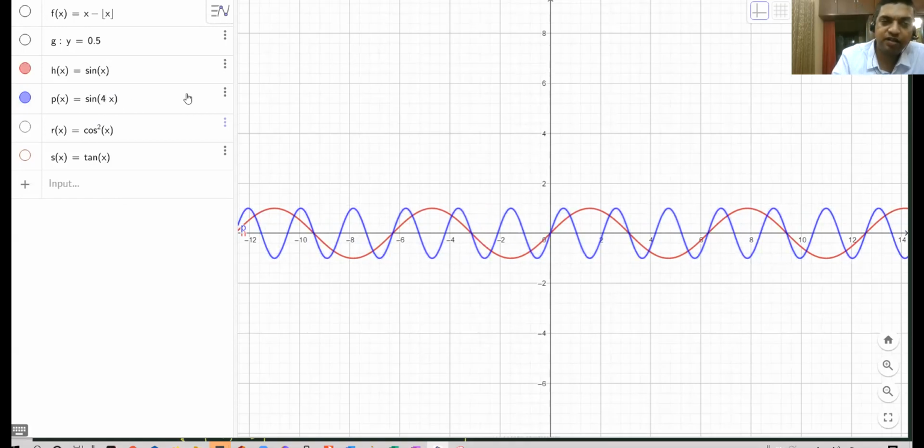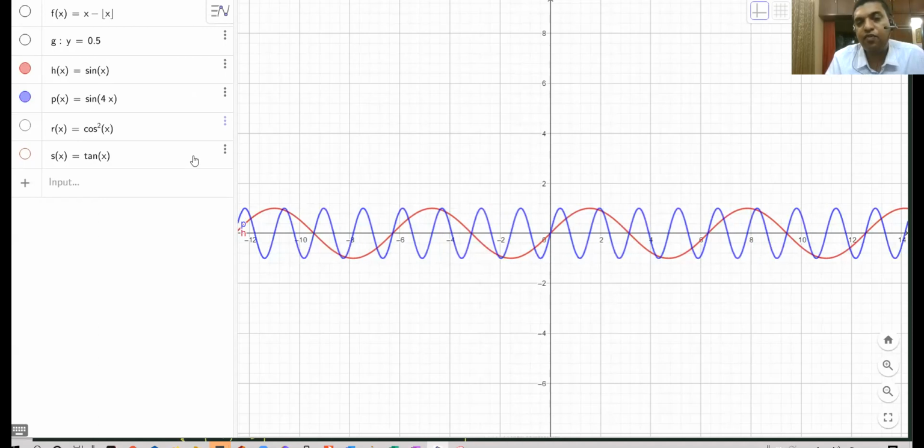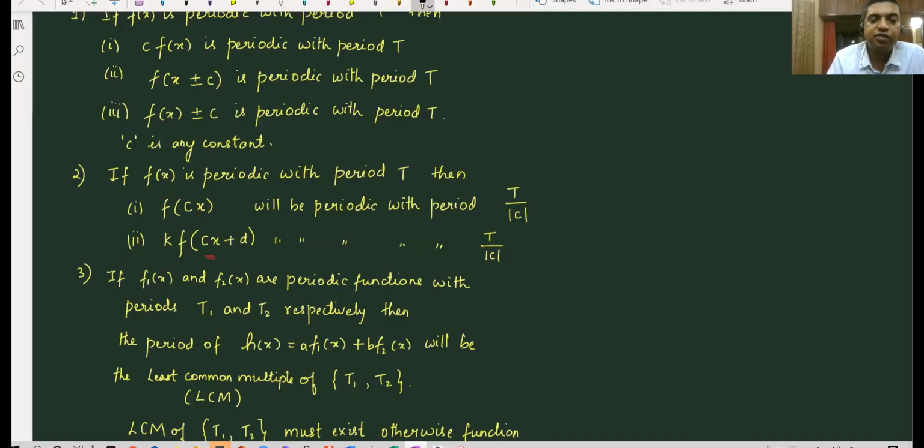Now when I make it sin 4x, the period is reducing by 4. So 4 cycles you get. So that is what happens.